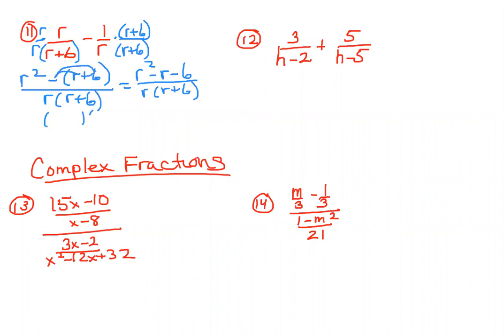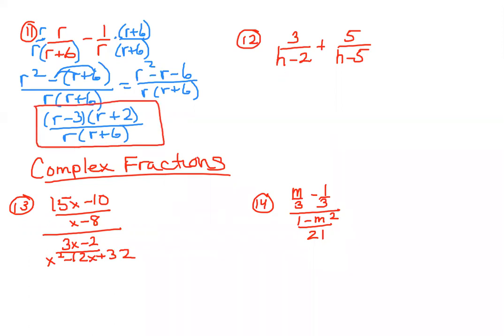So when we factor that, we say what multiplies to give you negative 6 and adds to give you negative 1. It's going to be a negative 3 and a plus 2. And then we've got this, and we're going to say, what can we cancel? Oh, look at that. We can't cancel anything. That is actually our answer. Nothing cancels. All right, let's look at number 12.